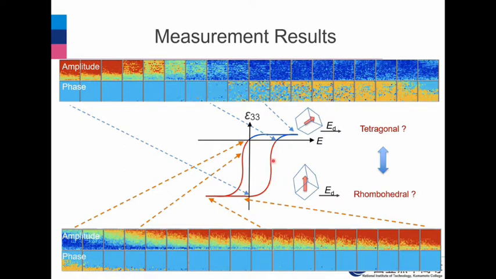As the electric field increases, the phase switched near here, and the sign of the SNDM signal switches from this to this, like that. And then the electric field reduced and became negative. The phase changed around here again, like this. This interpretation is still under consideration.